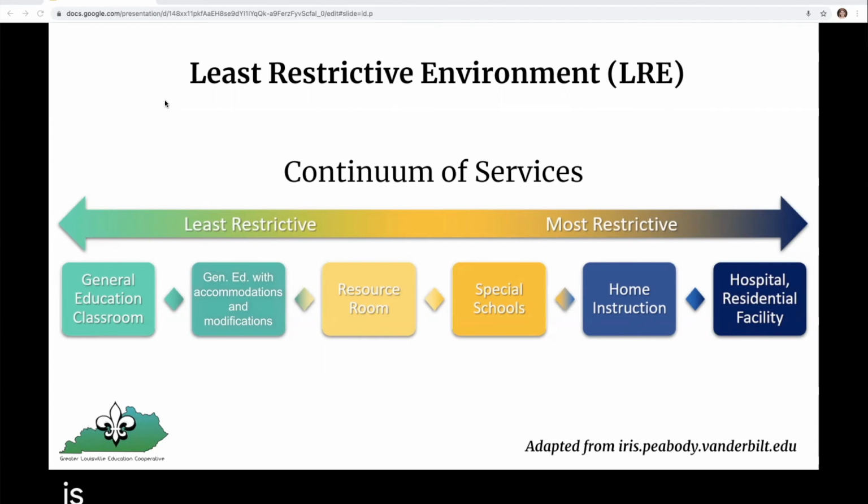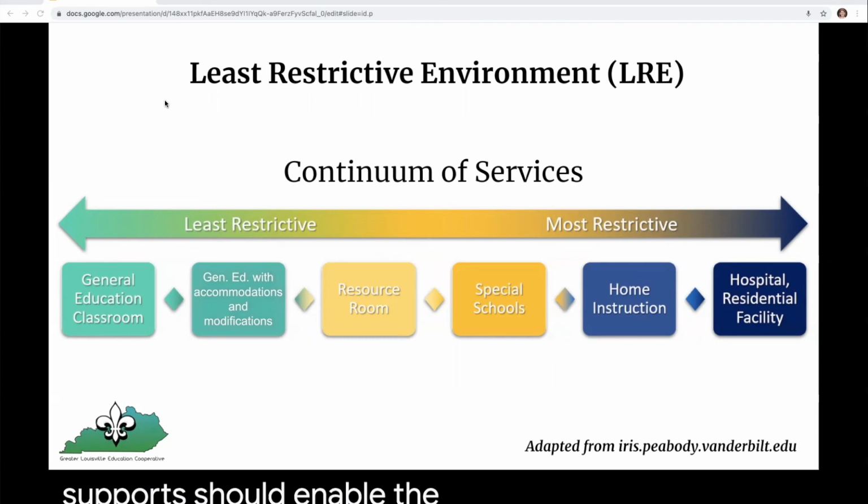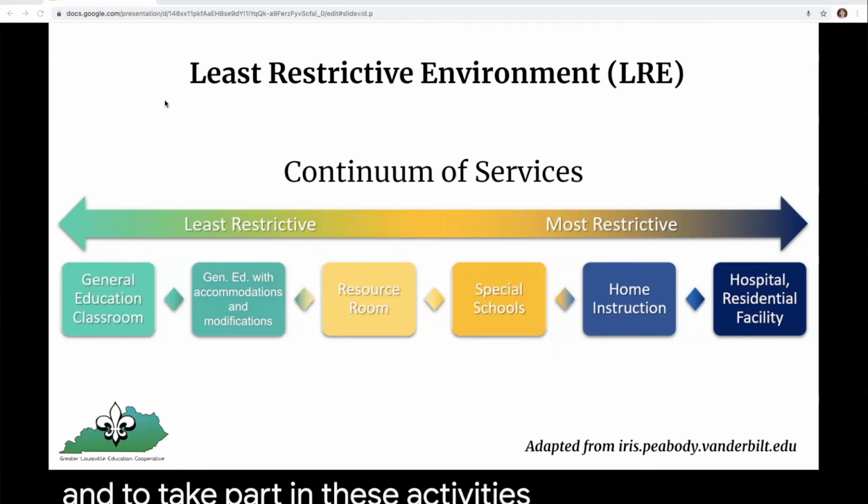LRE is determined on a case-by-case basis during the development of the student's IEP. These services and supports should enable the student to make progress towards meeting identified academic and functional annual goals, be involved and make progress in the general education curriculum, as well as to participate in extracurricular and other non-academic activities, and to take part in these activities with both disabled and non-disabled peers.